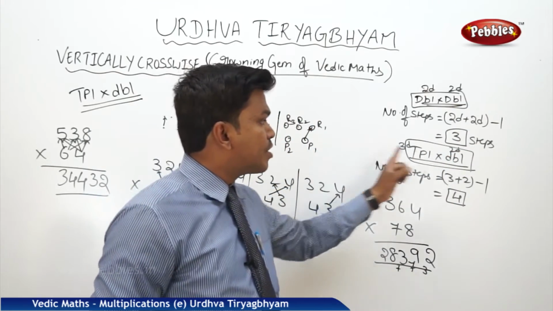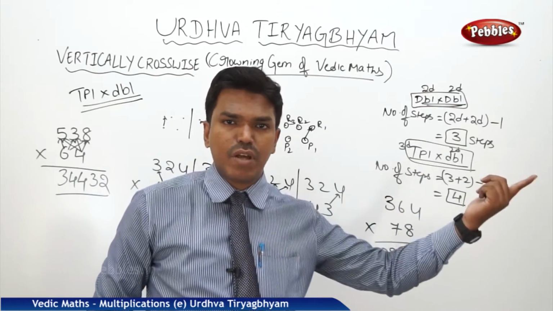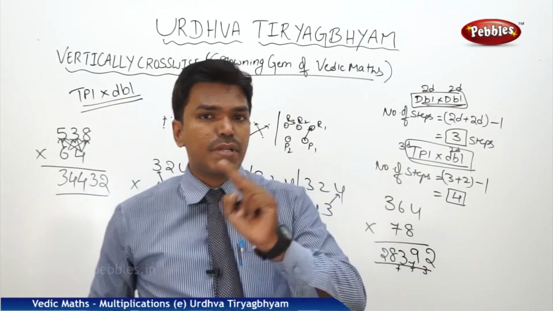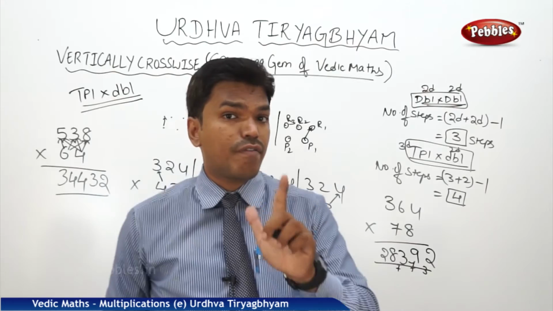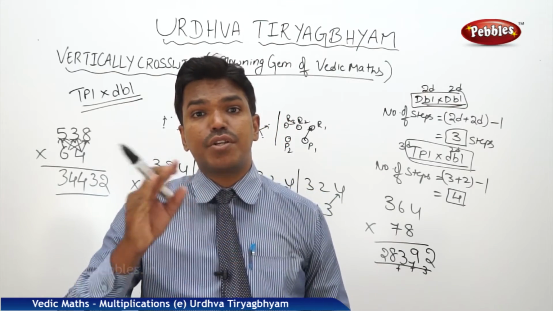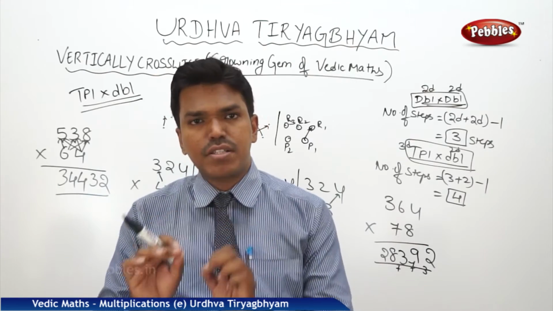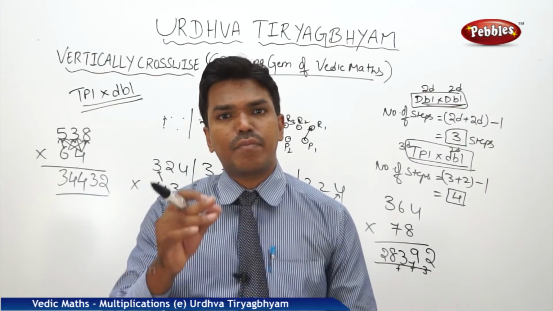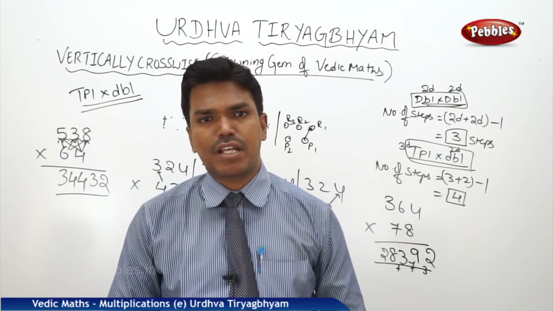Similarly, triple digit into double digit, how many steps are involved? 4. Why? Because 3 plus 2, 5 minus 1, 4. Similarly, triple digit into triple digit, 3 plus 3, 6 minus 1, 5. So there are a total of 5 steps involved in the triple digit into triple digit multiplication. So you just go for the pattern drawing. Just pause this video and go for the pattern drawing for some time, and check the pattern with the coming explanation of triple digit into triple digit multiplication.